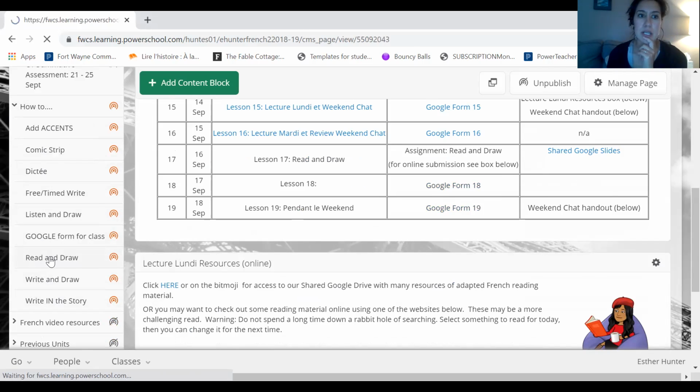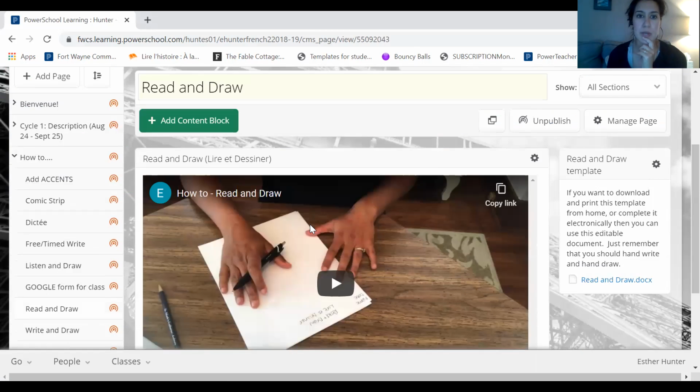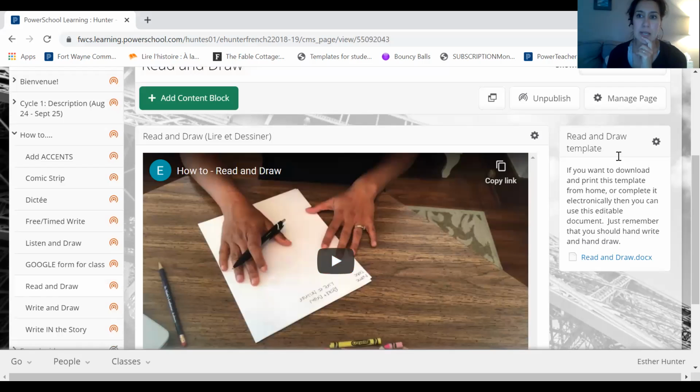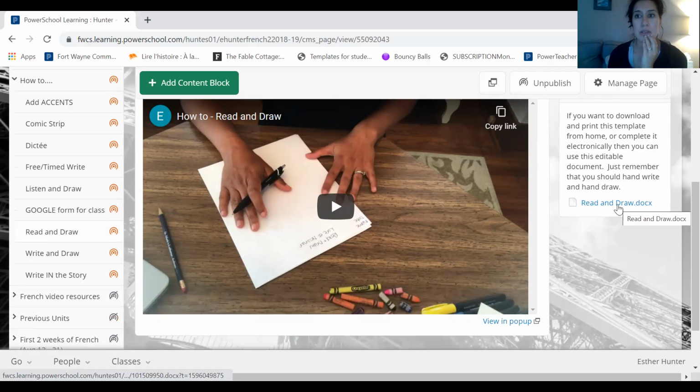But under these categories, as well as having a video, I also sometimes have a template to hand. You can download this and print it or use it as a template for yourself. The one thing that I don't want you to do is type it out. Anything that's written has to be written by hand, so don't type anything.